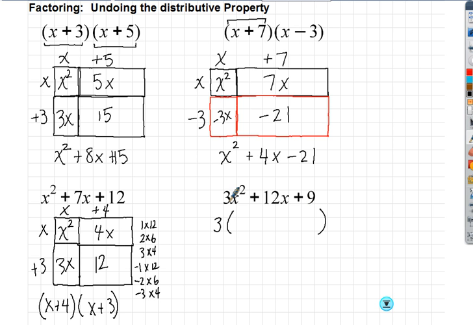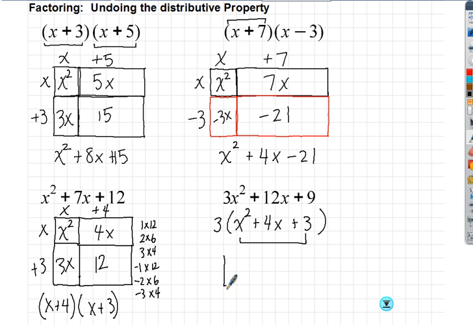So if I do 3x squared divided by 3, I'll get just x squared. If I do 12x divided by 3, I'll get 4x. And if I do 9 divided by 3, I'll get 3. So you can see I unmultiplied, because 3 times x gives you 3x squared, 3 times 4x gives you 12x, and 3 times 3 gives you 9. And what you have to notice here is that, again, we have a trinomial. So I can go another step and I can factor this again.